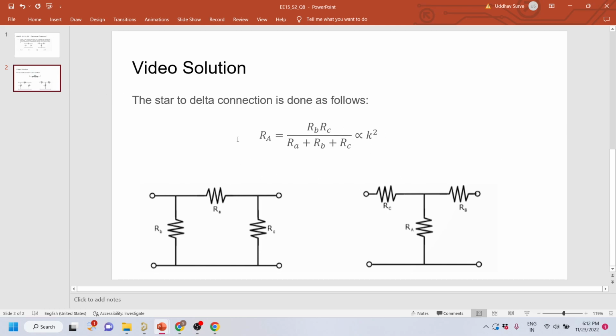So this kind of bonus question will come in the GATE exam. So make sure you revise your formulas for star and delta conversion. You can easily get 1 mark or 2 marks in numerical entries.